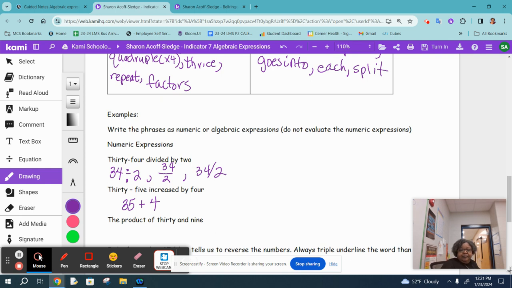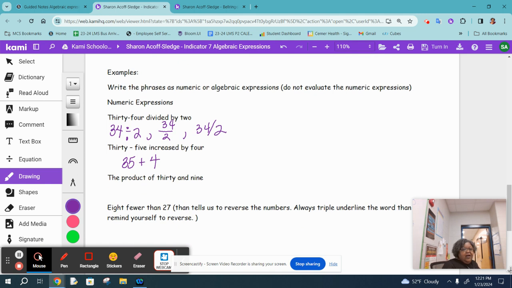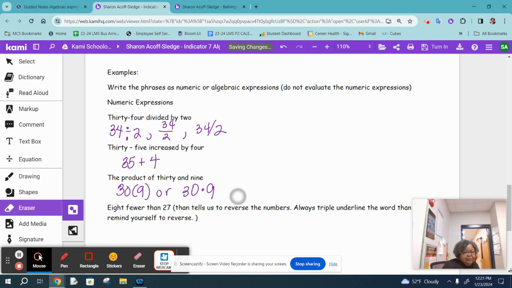Okay? The product of 30 and 9. Product is which operation? Multiplication. Now, this is how I like to write mine with parentheses. Or you could do this. And if you're still on the X, I'm not going to mark it wrong, but I would prefer one of these two. Okay?